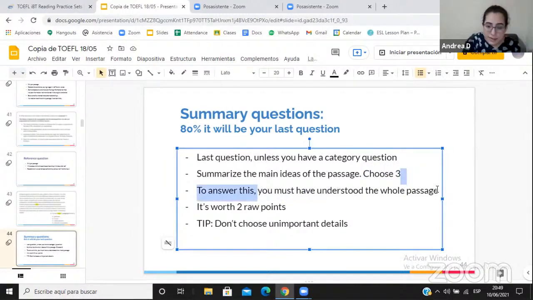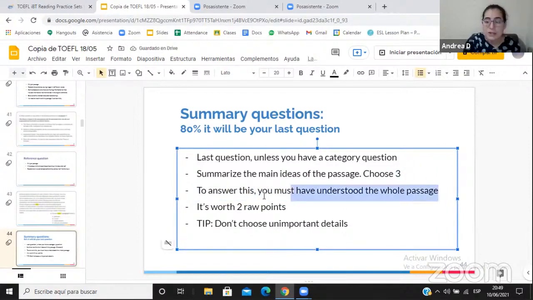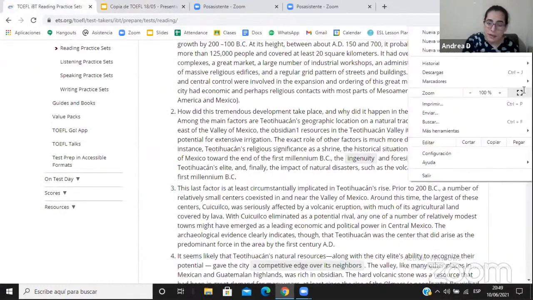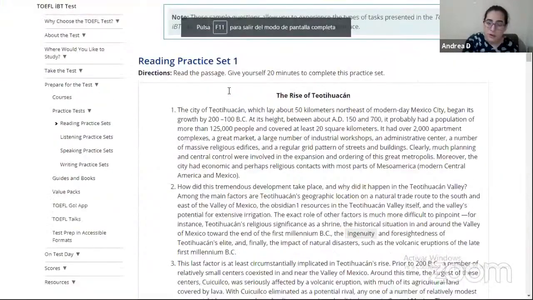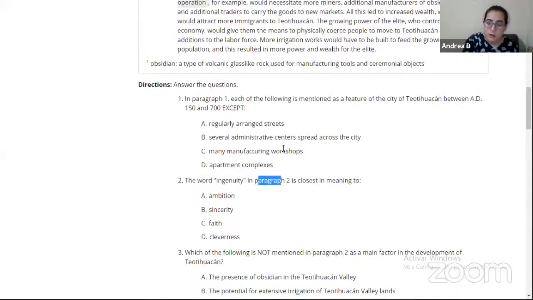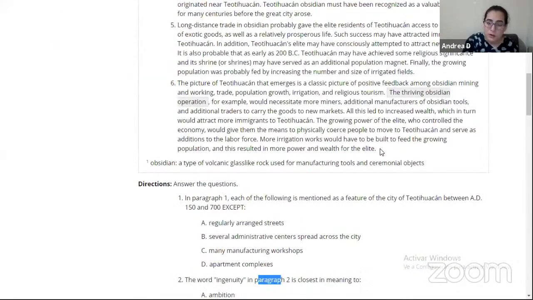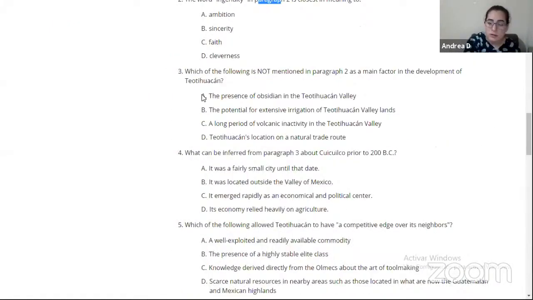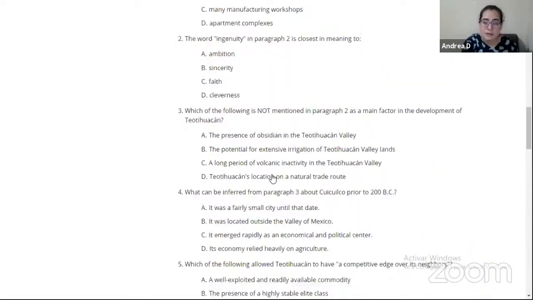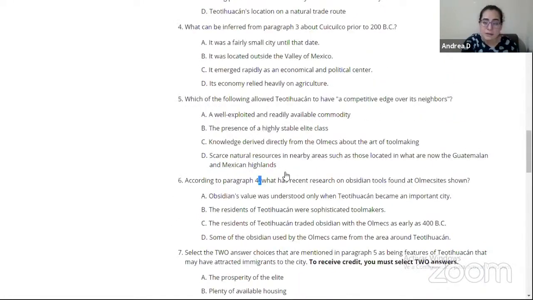Now, the thing is that you need to have read the entire passage to answer this. But the good news is, if you think about it, you didn't read this first, you go directly to the question. Question 1 talks about paragraph 1, so you go back to paragraph 1, you read, and then you answer the question. Question 2, paragraph 2, you do the same thing. Then question 3, maybe, or 4, paragraph 3. Then you have paragraph 4, and that's it. Or then you have paragraph 6 and 5.